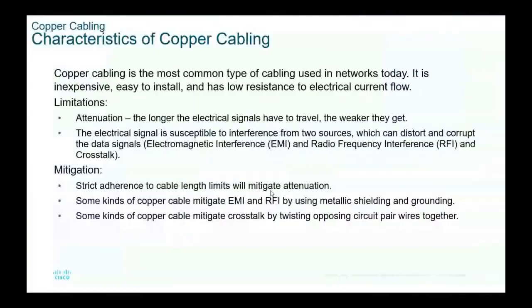Copper cabling. Copper, that's a metal, isn't it? Most electrical wires are made from copper because it's a good conductor. It's the most common type, it's the easiest to install, and it has the lowest resistance to electrical current flow. So it's very good in a lot of ways, but there are some limitations as well.